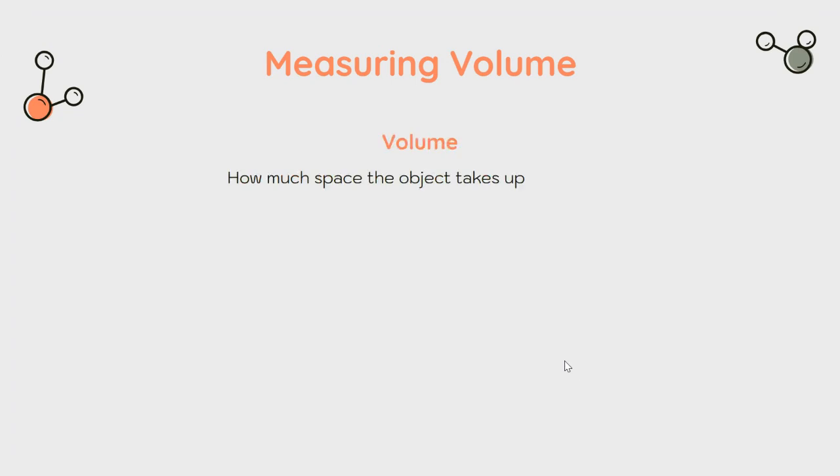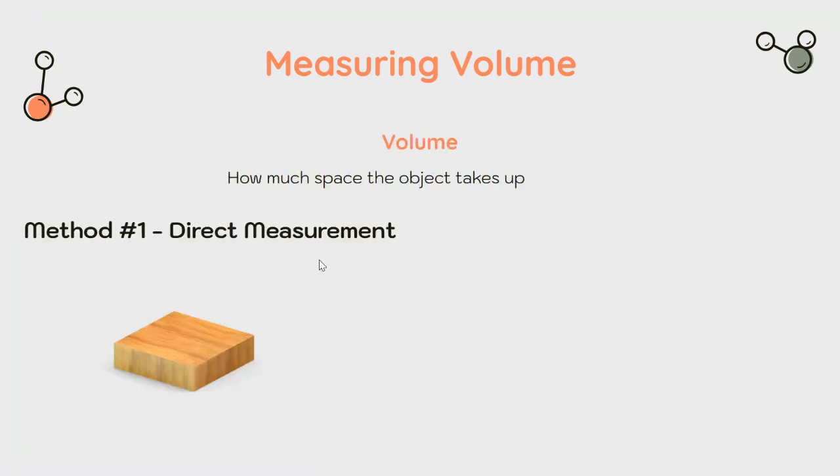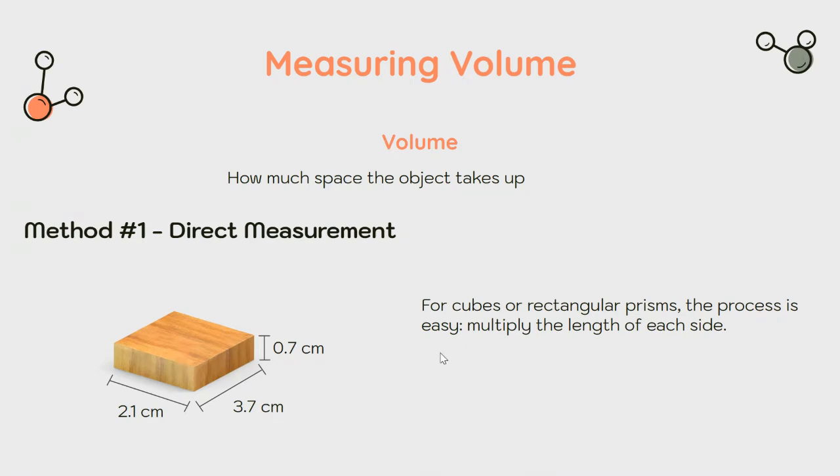Volume, our first measurement for how much space that object takes up, I'm going to call that direct measurement. And that's where, for say a rectangular prism like this balsa wood, I would take the length, width, and height of this piece of wood, or really just the distance of each side, and do that in centimeters. And for anything that is cubic or a rectangular prism, the process is pretty easy. You just multiply the length of each side together. So if I take 2.1 times 3.7 times 0.7, centimeters times centimeters times centimeters, I would get a final answer of 5.4 centimeters cubed. And that's how much space that block takes up.